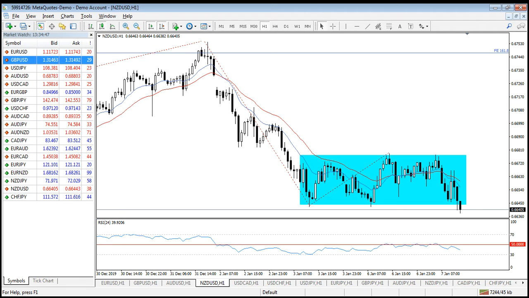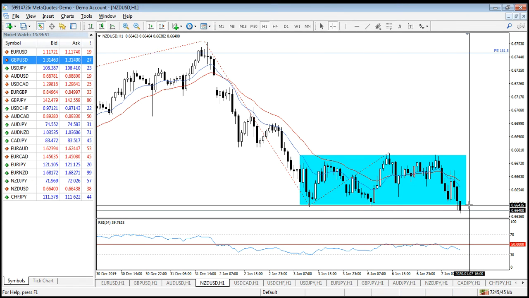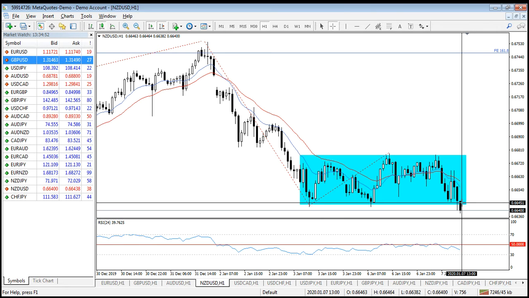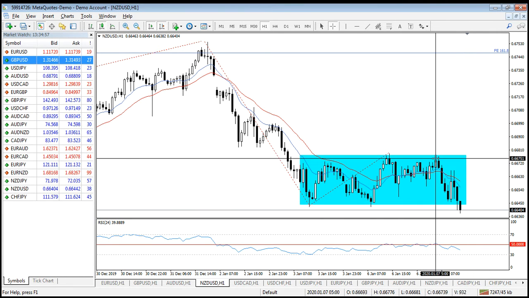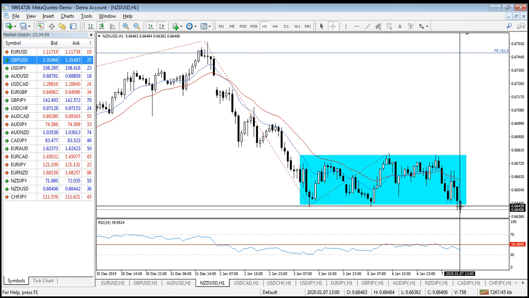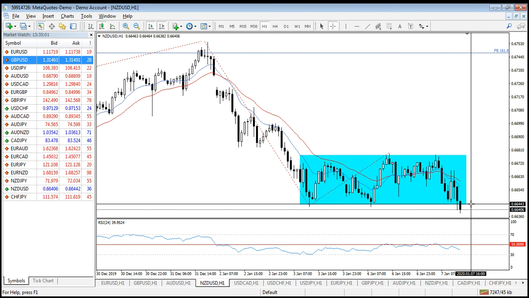So we have already taken sell position right at closure of this candle. The reason behind taking sell position is this is price behavior, which confirms breakout to the downside.